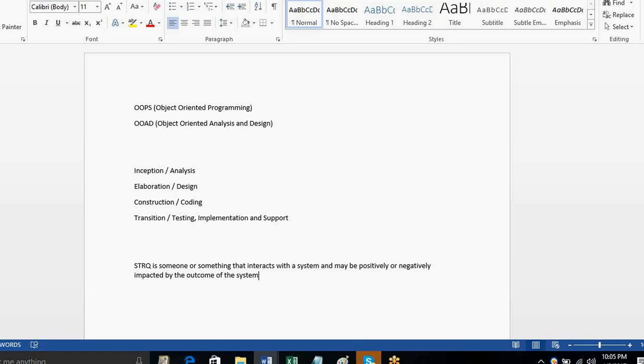So that's this definition here. A stakeholder is someone or something that interacts with the system and may be positively or negatively impacted by the outcome of the system, right? So it's not always positive. Some stakeholders may suffer or may have a negative impact from the outcome of the system.